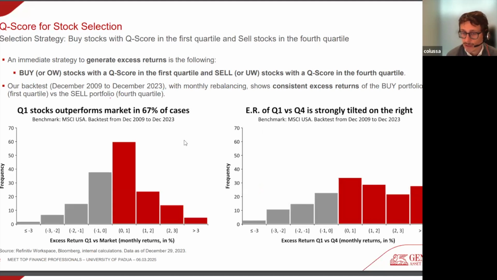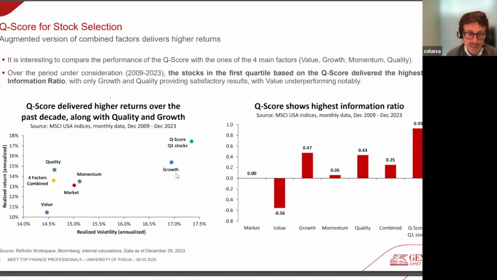And in particular, the outperformance of Q1 stocks versus Q4 stocks is very tilted on the right, meaning that they tend to outperform by quite a margin, while drawdown episodes are more rare. If we go back to the scheme we showed before, here I reported the factors for the US index.